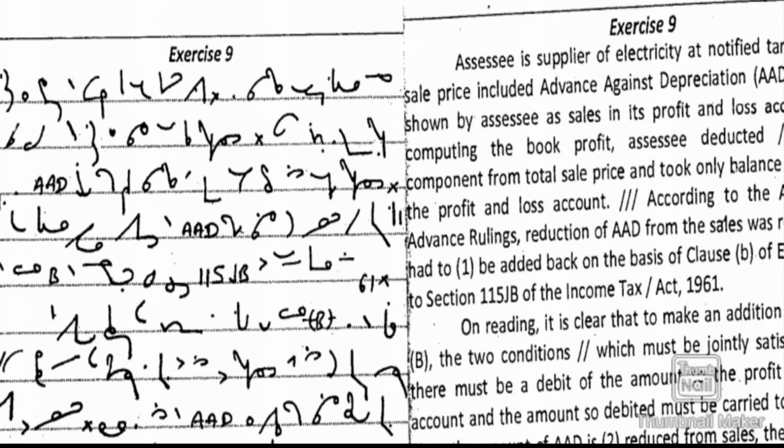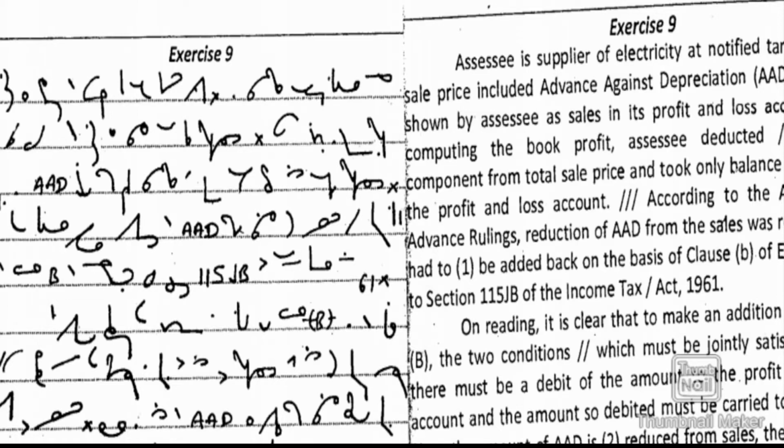SSE is supplier of electricity at notified tariff rate. The sale price included advance against depreciation, which is shown by SSEs as sales in its profit and loss account. While computing the book profit, SSEs deducted the AAD component from total sale price and took only the balance amount into the profit and loss account.